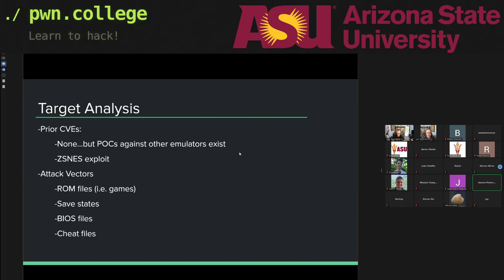So after choosing our target, we decided to look at previous CVEs for it, and we weren't able to find any. But we did find some for other things in the same space. We looked at those a little bit, thinking we could glean some information and at least know we were on the right track. People have done this kind of thing before. We also looked at the attack vectors, which goes back to the previous point about various forms of input. This is nice because we have different ways to input stuff into different possible attack vectors, namely ROM files, save states, BIOS files, and cheat files. Each of these could have their own different filters and talk to different parts of the actual code. So we figured we'd be able to find some kind of bugs with at least some of these.